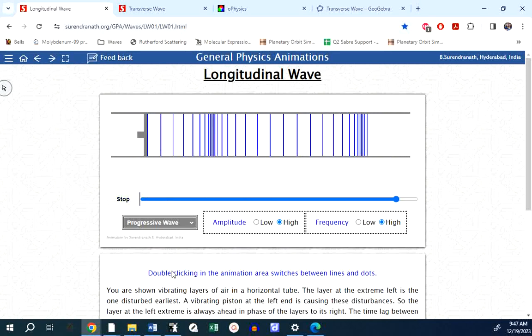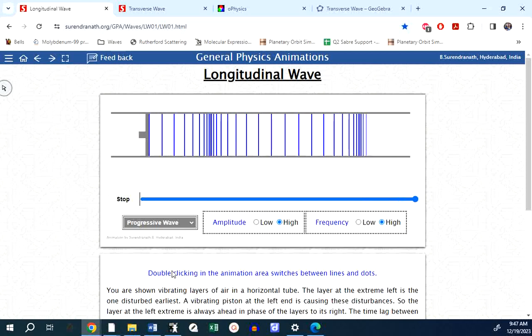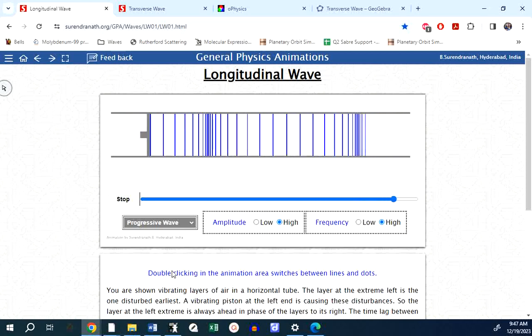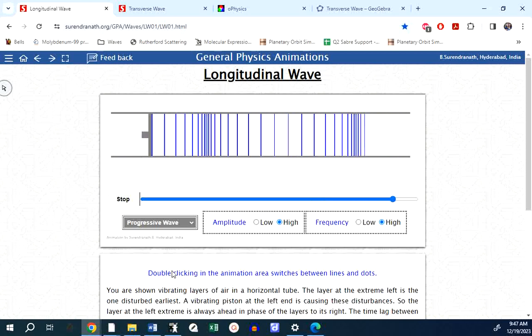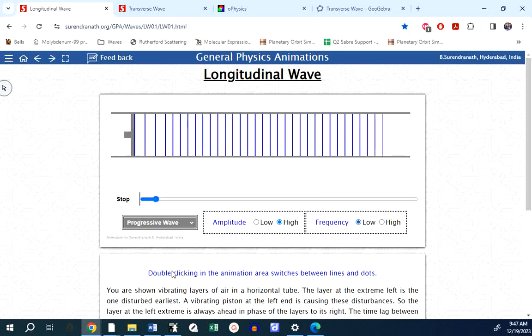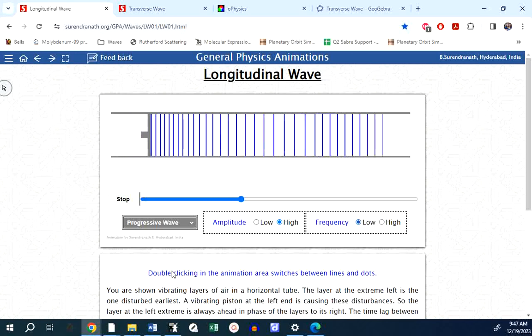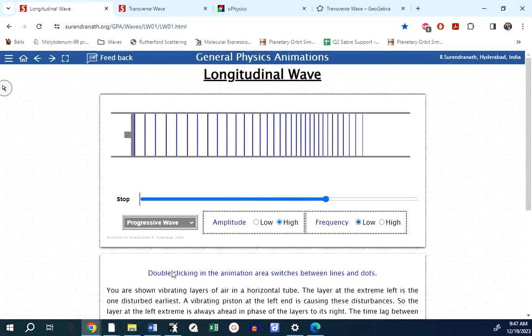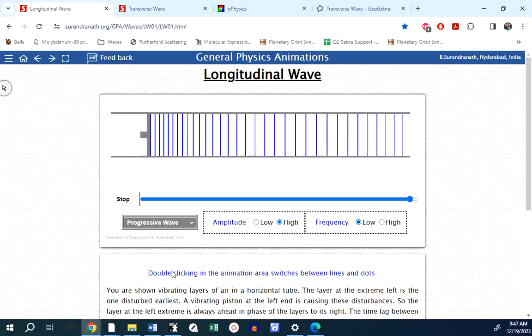It's really hard for you not to believe that there's something piling up and moving to the right. But if you look at any individual point, and it's very difficult to see here, so I'll change the frequency. If you look at any individual line there, every line is simply moving back and forth.